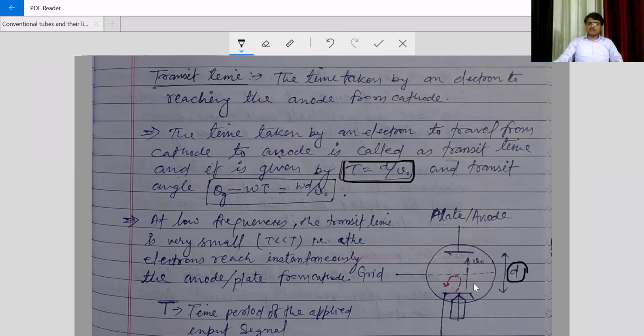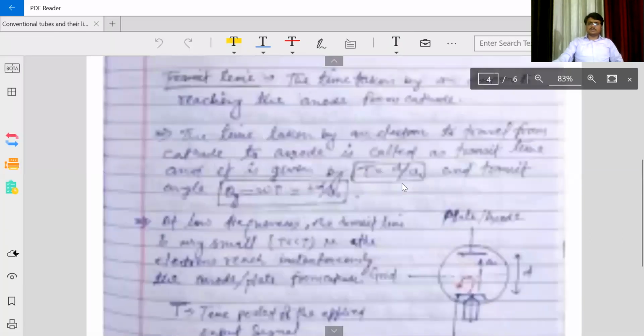So the distance traveled by the electron is d, and the velocity with which it has traveled from here to here is v naught. So what will be the transit time? The time taken by an electron to reach the anode from cathode is given by the distance d upon v. Also, the transit angle will be given by omega tau, and tau is nothing but d upon v naught. So this will be omega d upon v. It is very simple mathematics.